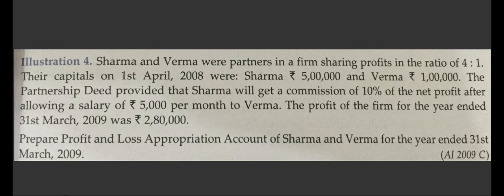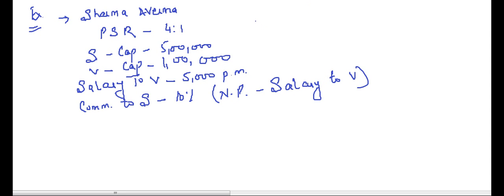Because the question very clearly states that 10% commission is to be paid after allowing a salary of 5,000 per month to Verma. And it says the profit of the firm for the year ended 31st March 2009 was 2,80,000. Prepare the profit and loss appropriation account. So it says the profit was 2,80,000.